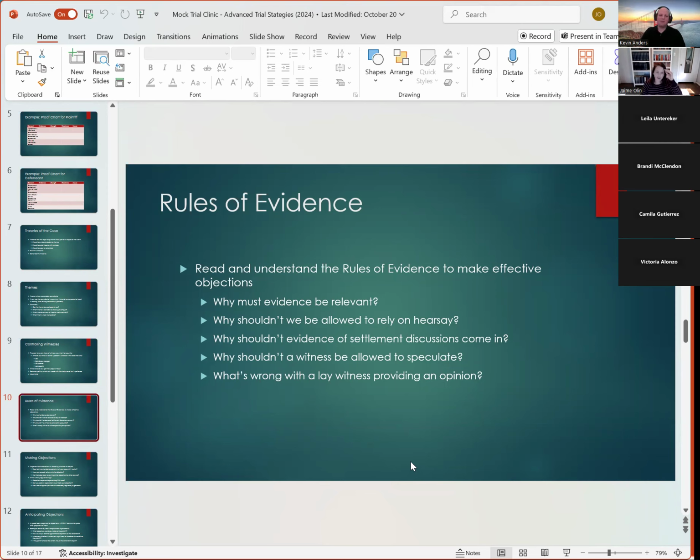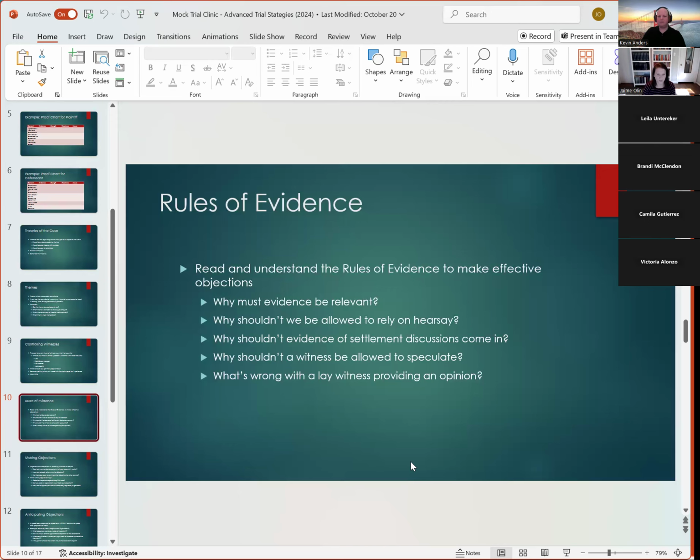Okay, and then next, why shouldn't evidence of settlement discussions come in? This doesn't come up a whole lot in mock trial, but in the law, cases, at least civil cases, are undergoing settlement discussions throughout the entire life of the case. By the time you get to trial, sometimes you're pretty close to settlement, sometimes you're nowhere near it. But there is the rule of evidence that says you cannot discuss any efforts to settle or negotiate or anything like that at trial. Why do we think that would be?